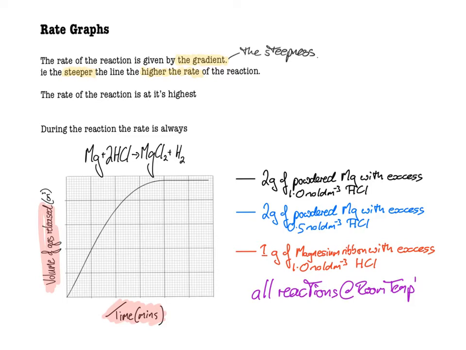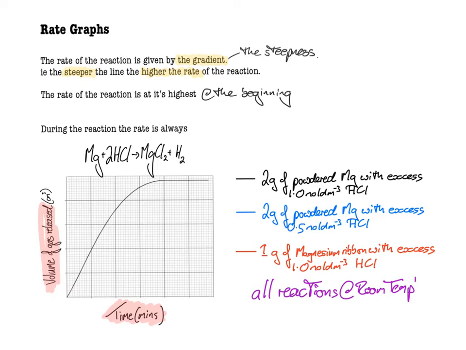Well, at the beginning, the gradient is at its maximum. What's this telling us? This is telling us the rate of reaction is at its highest at the beginning of the reaction. Why is this? Well, at the beginning of the reaction, we have the maximum number of reactant particles. If we have the maximum number of reactant particles, we have the maximum number of collisions per unit time, maximum number of successful collisions per unit time, therefore the highest rate.